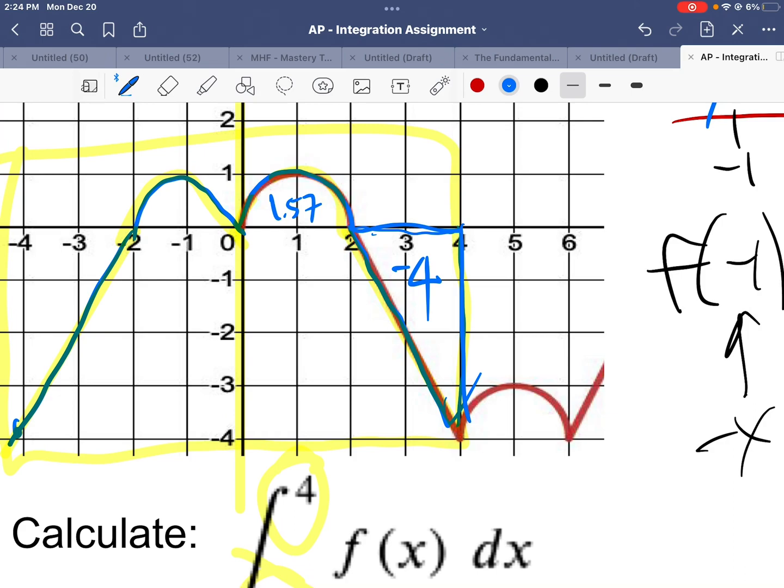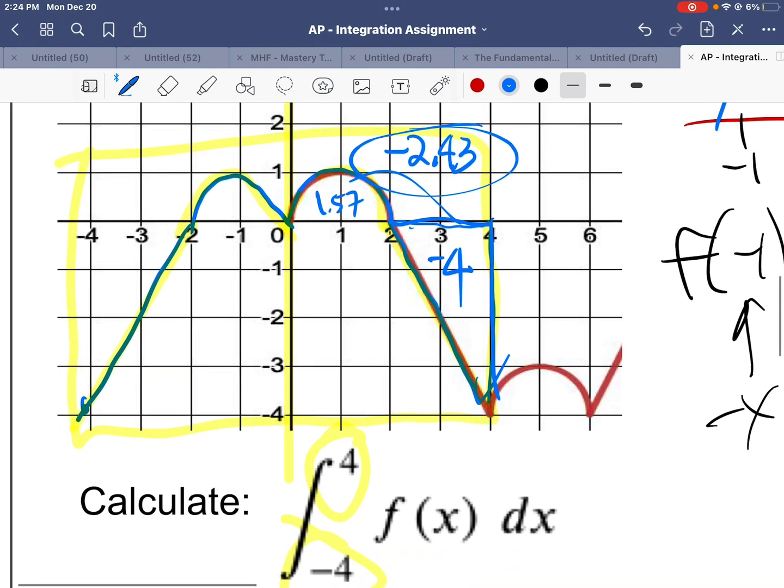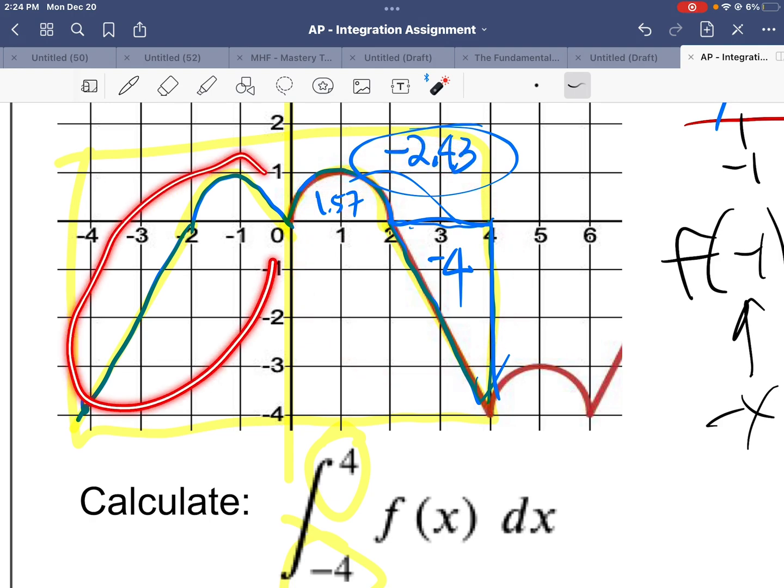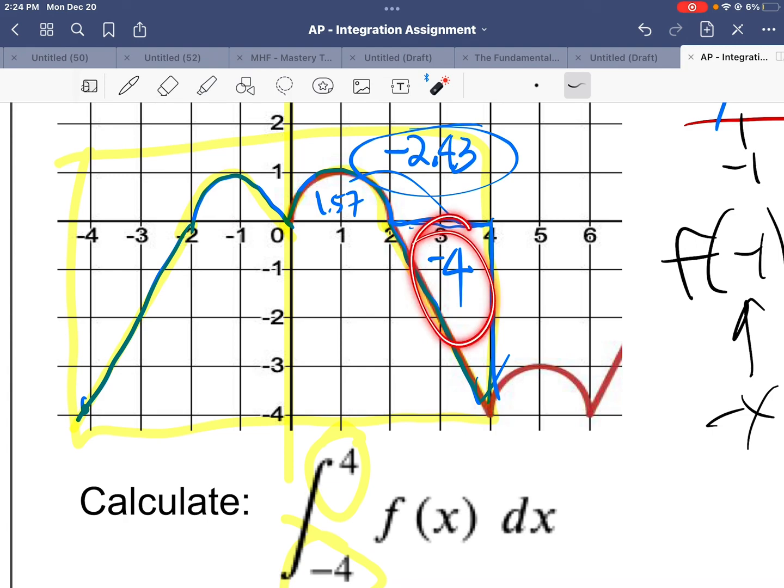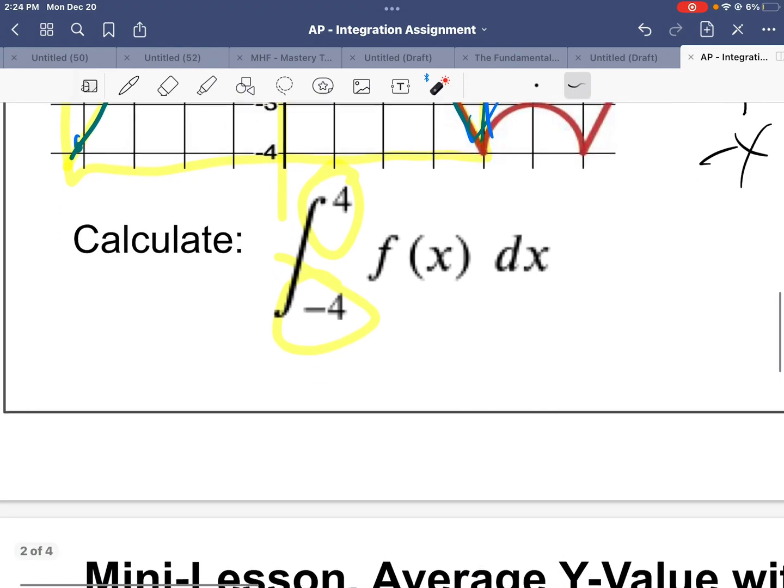So altogether, what is the area over here? The area over here, between these two, is -2.43, right? That's the total area. Well, if this area that we see here adds up to -2.43, what will the area be over here? Well, it's symmetrical. It has to be exactly the same. That's 1.57, so that's 1.57. This is -4, so this is -4. So if the total is negative 2.43, the total over here is also negative 2.43.